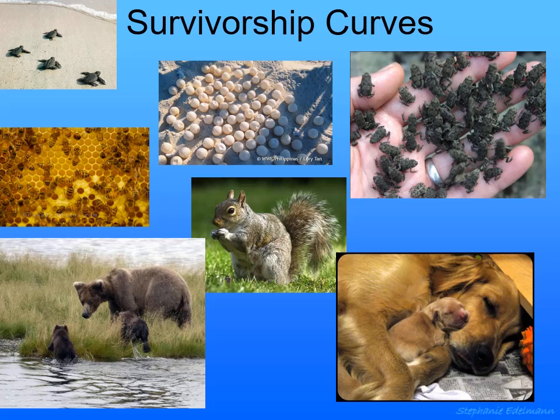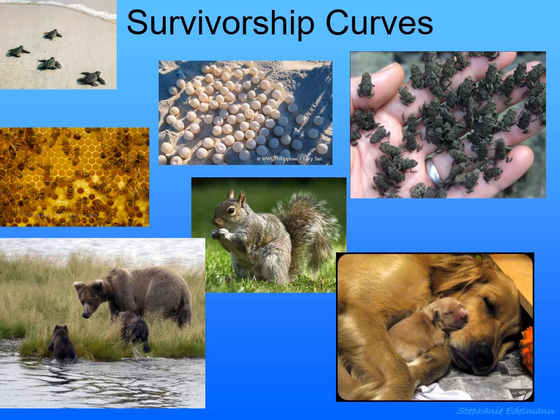Now, when you look at the squirrel in the middle there, what type of survivorship curve do you think a squirrel may have? Squirrels do take care of their young. There's a nest of young that they have, and they do, in fact, take care of their little guys. However, when you looked at the previous slide, mice also take care of their young. And mice were still considered to be survivorship curve 2.